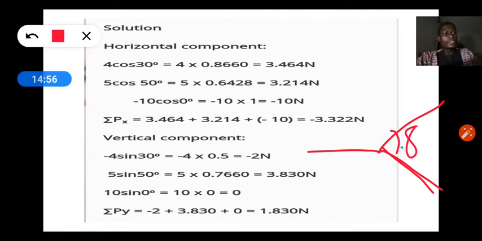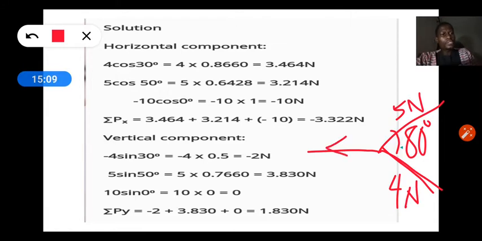80 degrees. Here I have 5 newtons, I have 4 newtons. That's the diagram, just to remind you of what the diagram is. Here is 10 newtons. As you can see, our 10 newtons is already in the horizontal. So we need to resolve the 5 newtons and 4 newtons to the horizontal first.